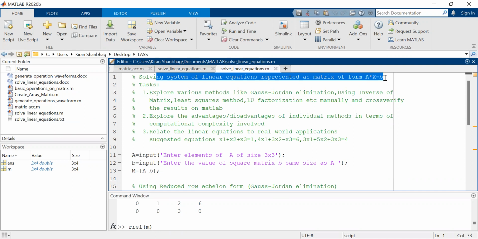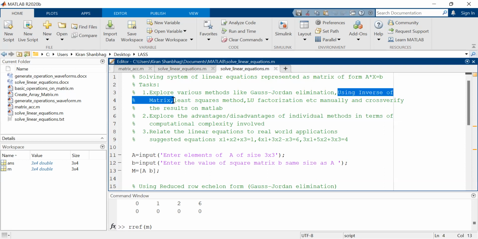There are so many methods to solve a system of linear equations, and the prominent methods are... in your electrical sciences you might have used Cramer's rule, right? And then there is the substitution method and all, but in MATLAB we have a few options. So what options do we have? One is the popular method using the inverse of a matrix. That is one method.